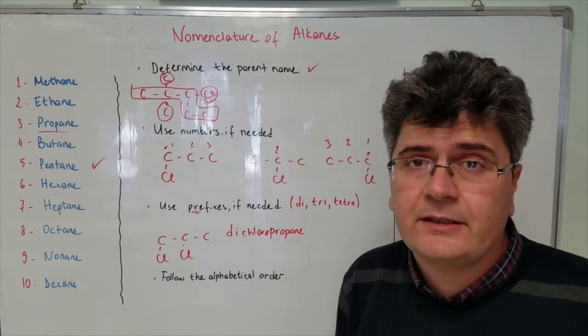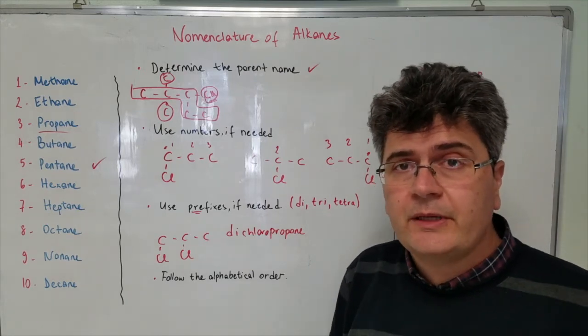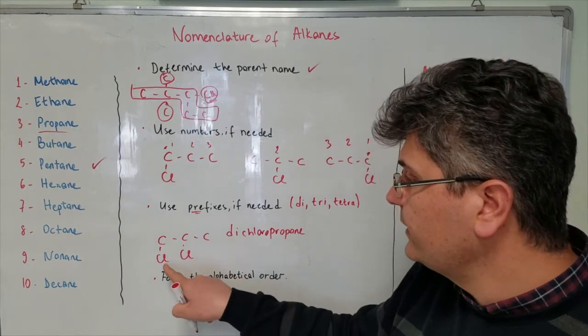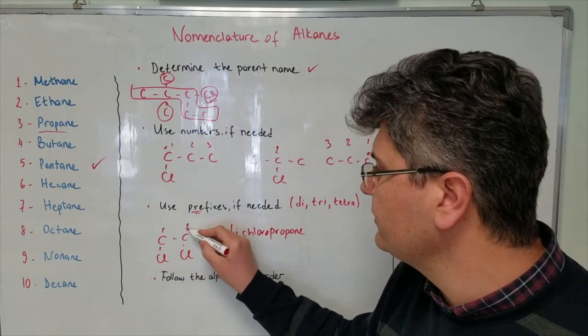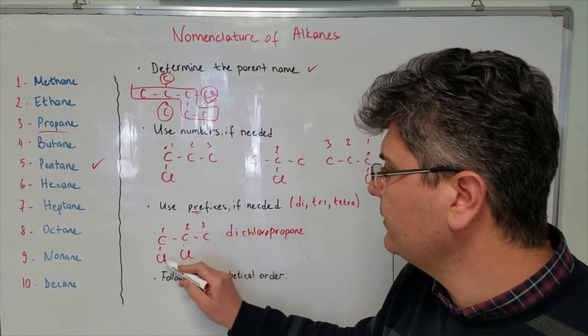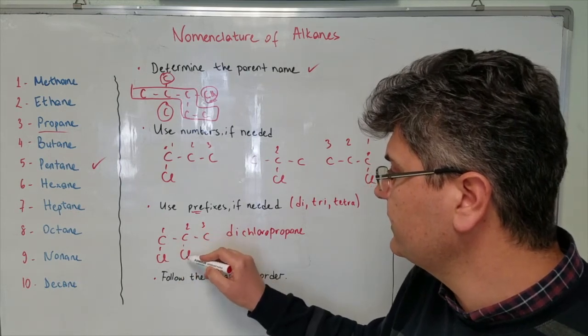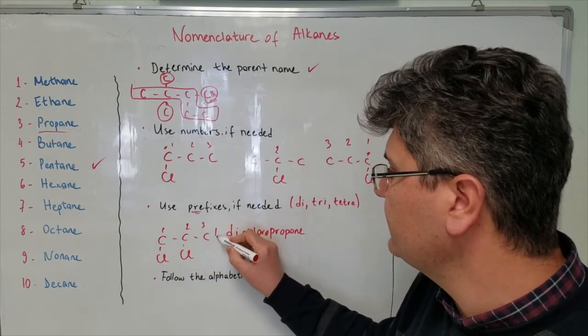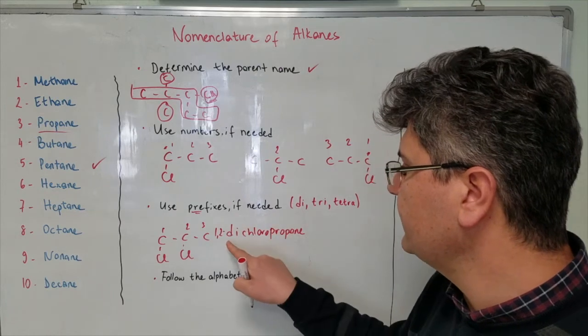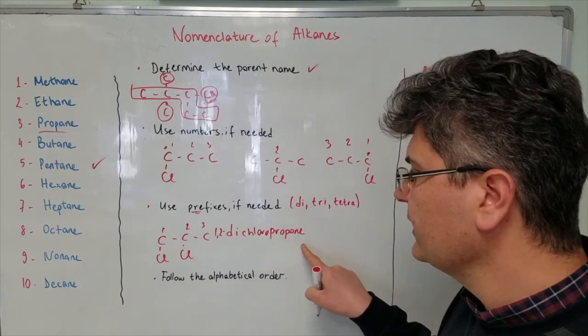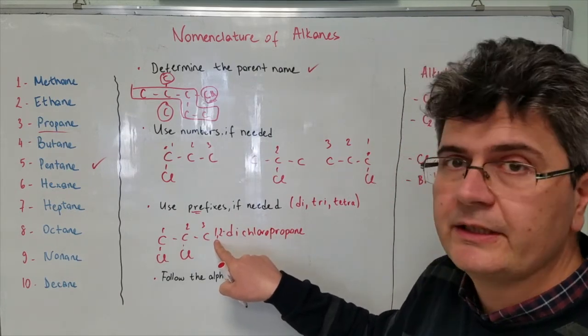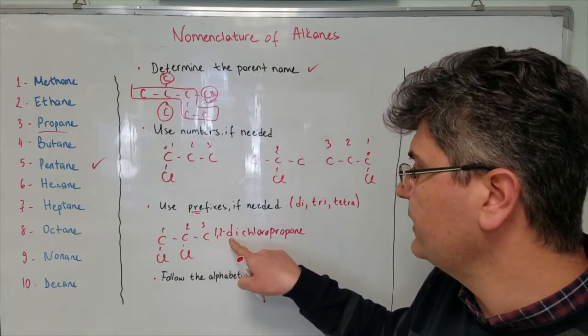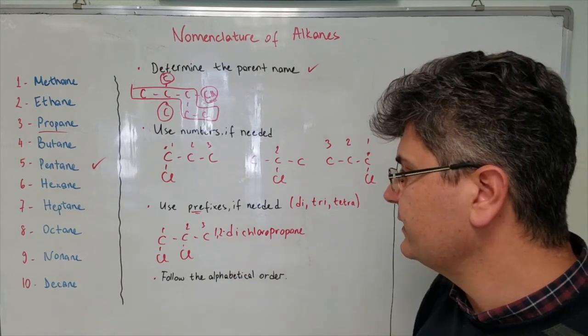But actually this is not enough. Why? Because I don't know where my chlorines are. One of them is on the first carbon atom. The other one is on the second carbon atom. So I'm going to say 1,2-dichloropropane. So between numbers I'm using a comma. Between number and letter I'm using a dash.